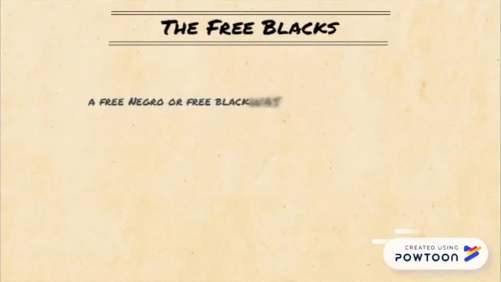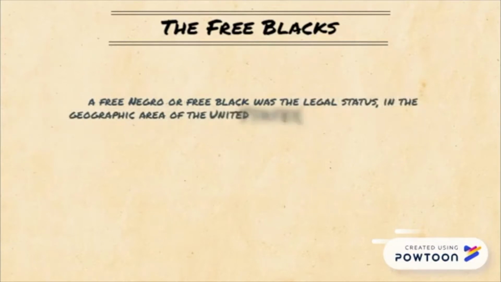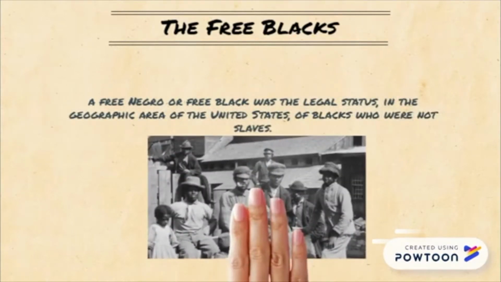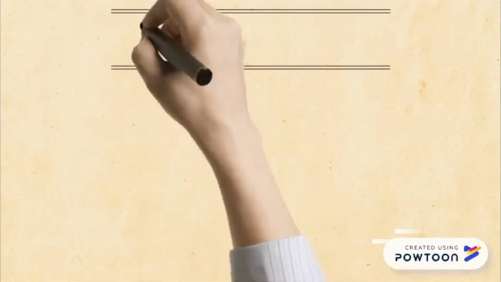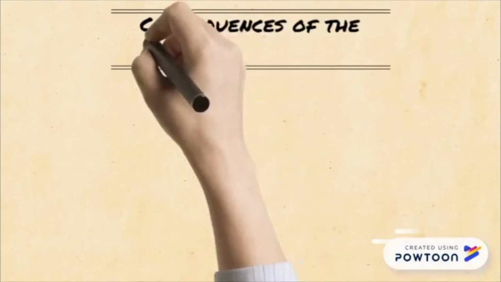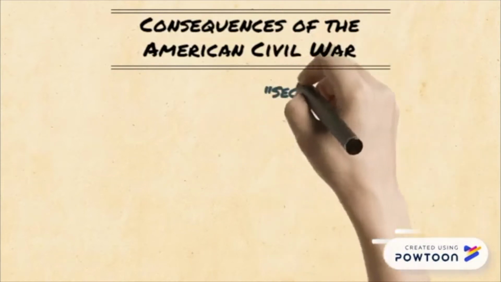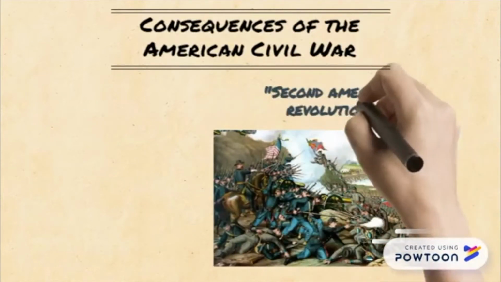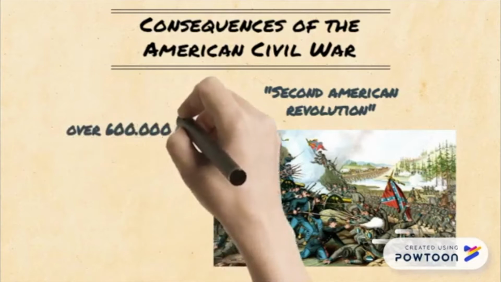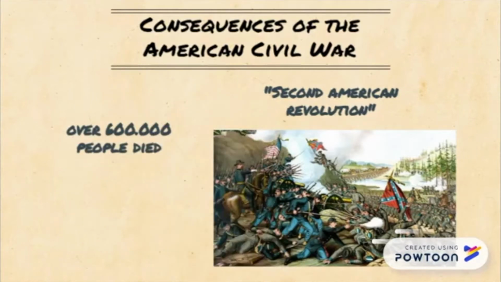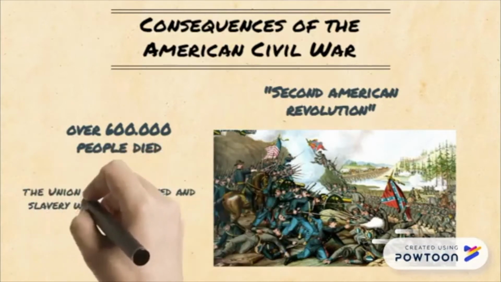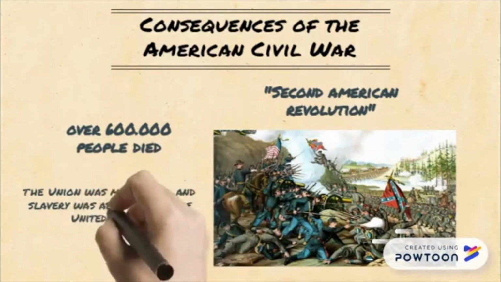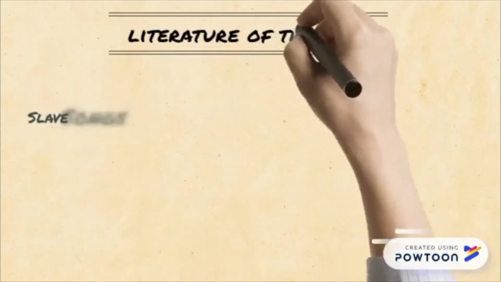In United States history, a free Negro or free black was the legal status in the geographic area of the United States of blacks who were not slaves. As a consequence of this situation, the American Civil War, also known as the Second American Revolution, started, where over 600,000 people died either in battle or from disease. As a result of this bloody and violent war, the Union was maintained and slavery was abolished in the United States.